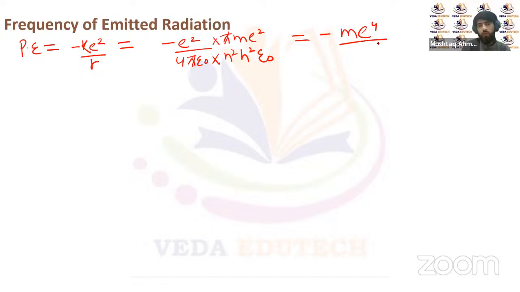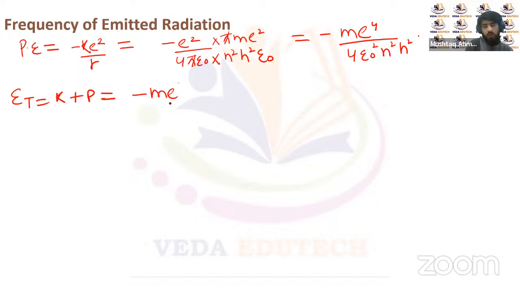Me to the power 4 upon 4 times epsilon naught square, N square h square. So you can see here, this will be the value of the potential energy. And the sum of kinetic energy plus potential energy will give us the total energy. So E total will be kinetic plus potential energy, K plus P. So the value of P is me^4 upon 4 epsilon naught square N square h square.